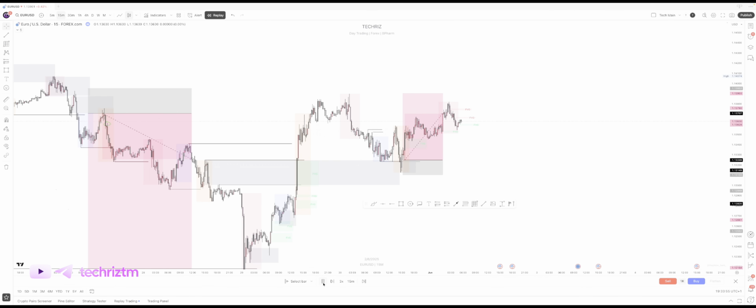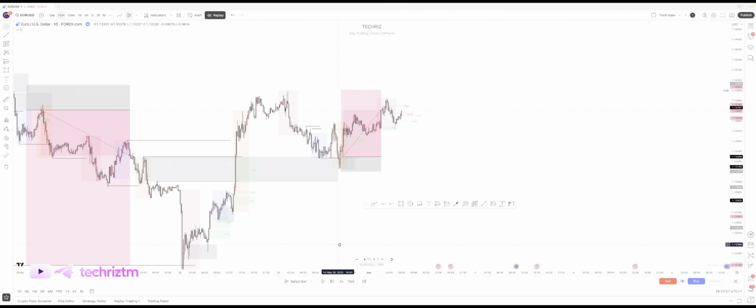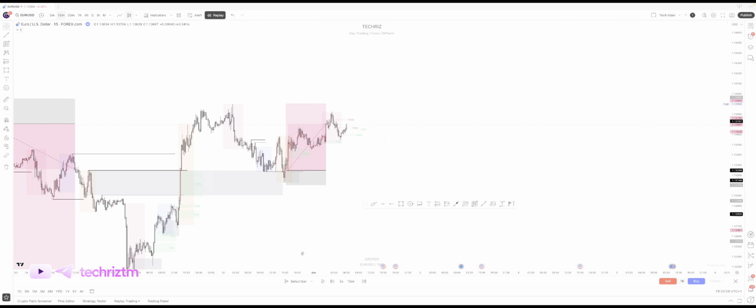Are we hitting targets? 4.5 hour. If you leverage this on MT5 or MT4, you'll be in for a lot of money, right? You'll be in for a whole lot of money.